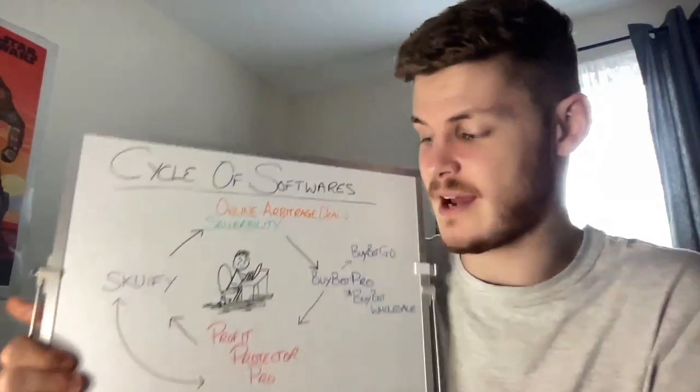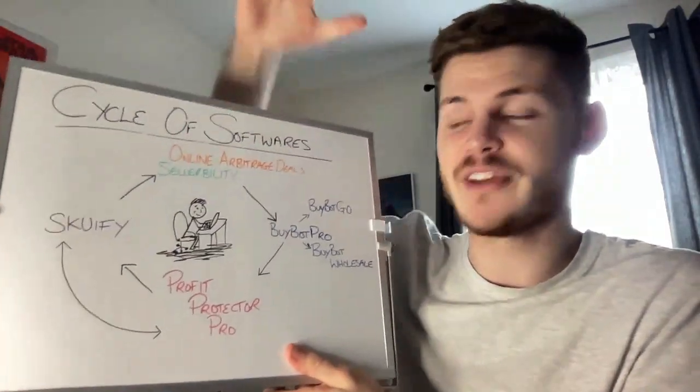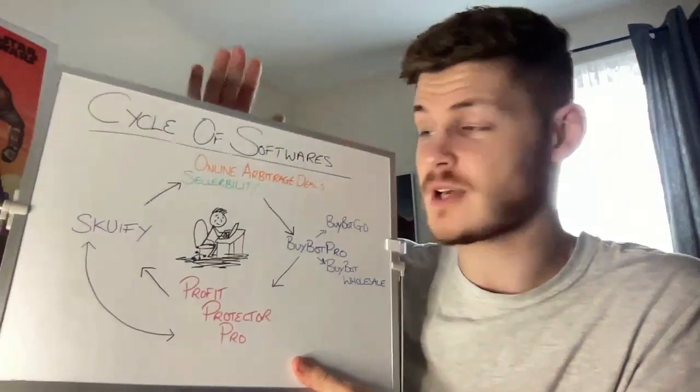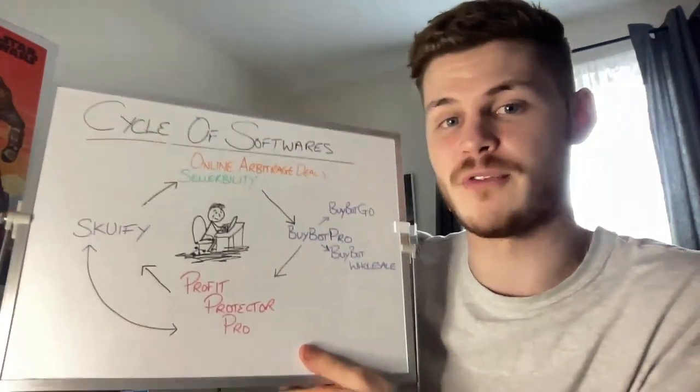There's nothing better than having a toolbox that covers all the major functions in your Amazon business, and they all work together. They all talk to each other. So absolutely amazing, and that's how the process works. So these are the softwares that are all involved with that.